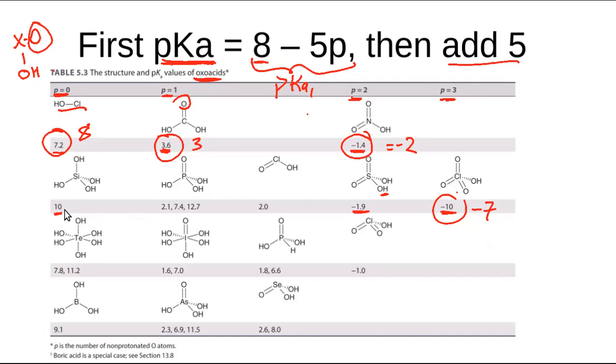So if pKa1 would be 10 for the tetrahydroxysilane here, pKa2 would be 15 then, and this is outside the area of water. But here, for the tellurium hexahydroxy, if it's 7.8 and the second one is 11.2, it's approximately a difference of, we can round it to 7, and then we round this up to 12, and then we get 5.